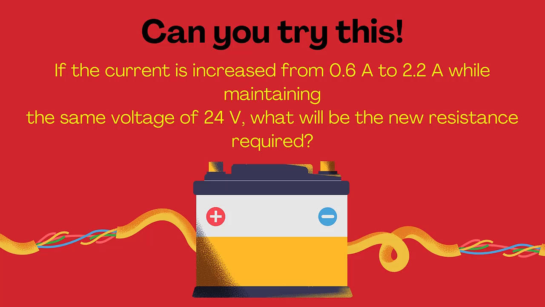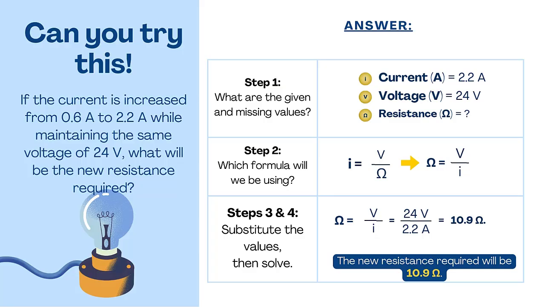So can you try this? If the current is increased from 0.6 ampere to 2.2 ampere while maintaining the same voltage of 24 volt, so what will be the new resistance required in the circuit? To solve the problem, so we can go 4 steps to find out the answer.